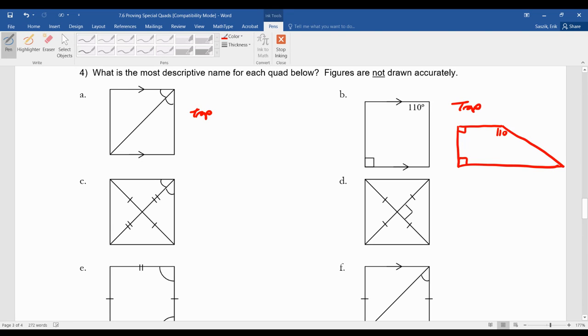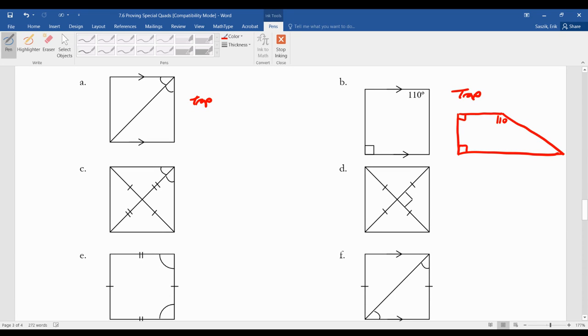Now look at these tick marks. These tick marks show that the diagonals bisect each other. So right away you have a parallelogram. But then one of the angles, and this goes back to the front page of your sheet, one of the angles has been bisected by the diagonal. So this is a rhombus. Go back to the front of the 7.6 sheet if you're confused.